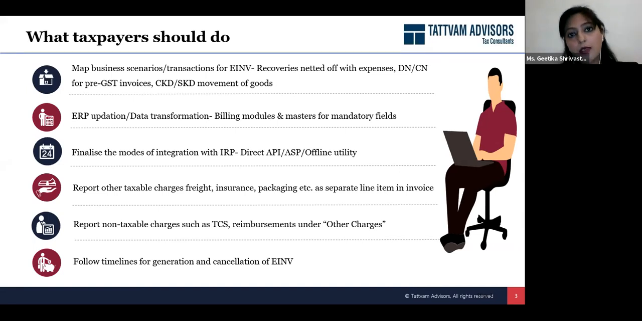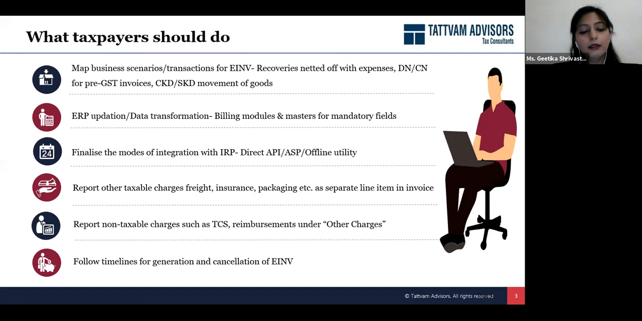Today, the e-invoice schema is not catering to any separate field to capture TCS or a reimbursement as a separate field or a separate column. They have given a common column of other charges where you can report these non-taxable charges, and then send it to the portal. So while generating the invoice, this entire amount will come under the other charges. So need not send it as a part of taxable supply. There is a separate column as other charges. Report it over there, and you can send all the data to the portal.